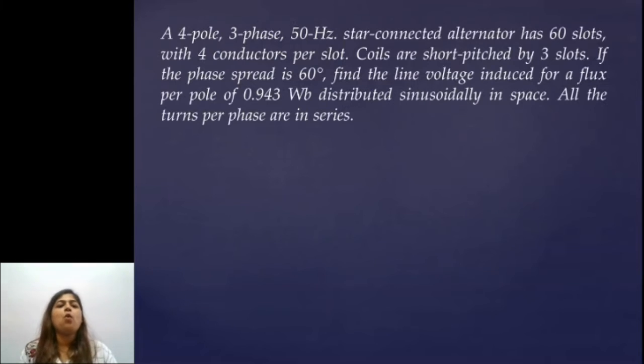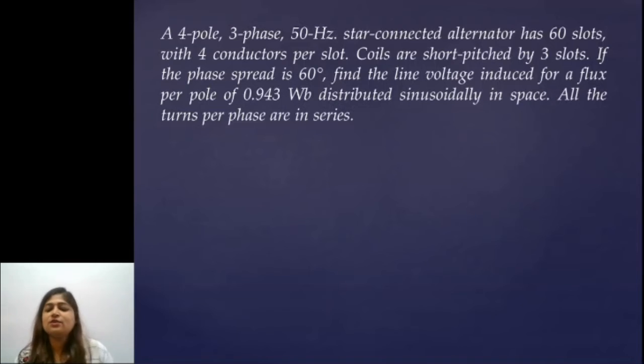Okay. A 4-pole 3-phase 50 Hz star connected alternator has 60 slots and 4 conductors per slot. Coils are short pitched by 3 slots. If the phase spread is 60 degree, find the line voltage induced for a flux per pole of 0.943 Weber distributed sinusoidally in space. All the turns per phase are in series.